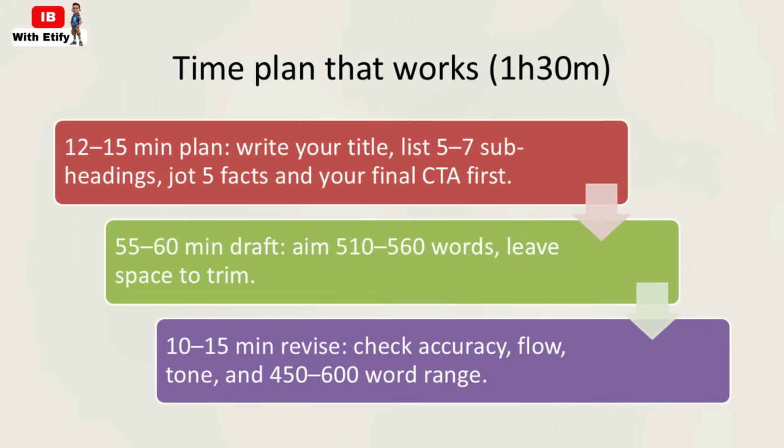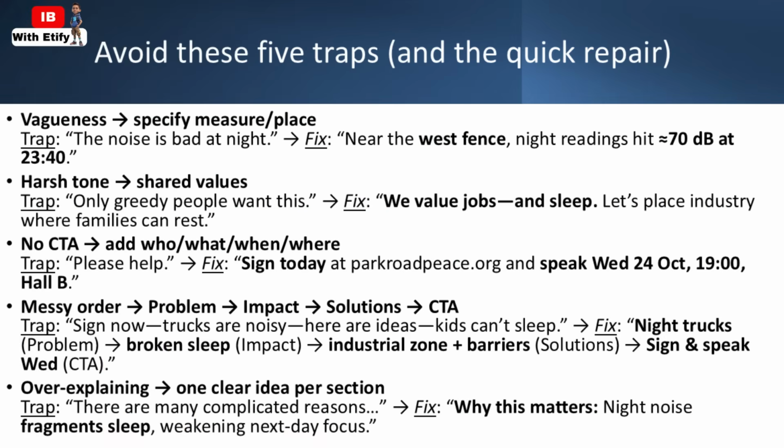If you get stuck, check the 5 common problems. Vagueness vanishes when you add a measurement or a place. A harsh line softens when you start from shared values. A missing call to action is fixed by one exact sentence with time and place. Messy order improves if you move through problem, impact, solutions, then action. Over-explaining disappears when each section sticks to a single clear idea.